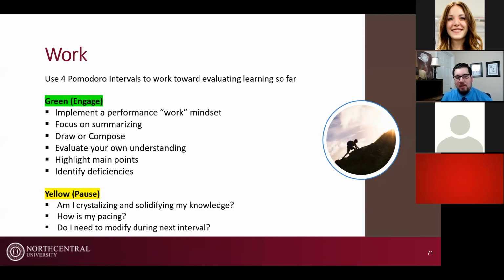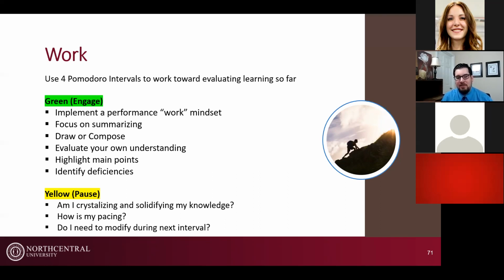During the engagement or green phase, implement a performance or work mindset. Focus on summarizing what was learned before. Draw or compose mental representations. Evaluate your own understanding of the content. Highlight main points and must-learns. Identify areas of deficiency and difficulty.